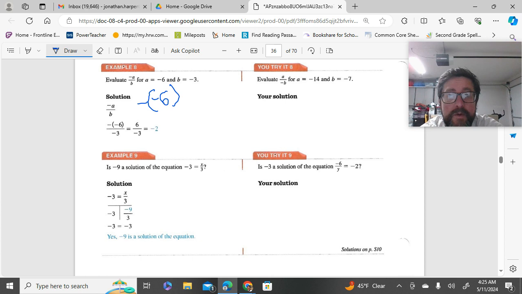And b equals -3. So b doesn't have a negative next to it. So b equals -3. So now you would think, oh, I've got a negative, so the answer will be a positive, but it's not because you have a double negative. So just put these two pluses. When you have a double negative, that ends up being a positive. So it ends up being a +6 divided by a -3.